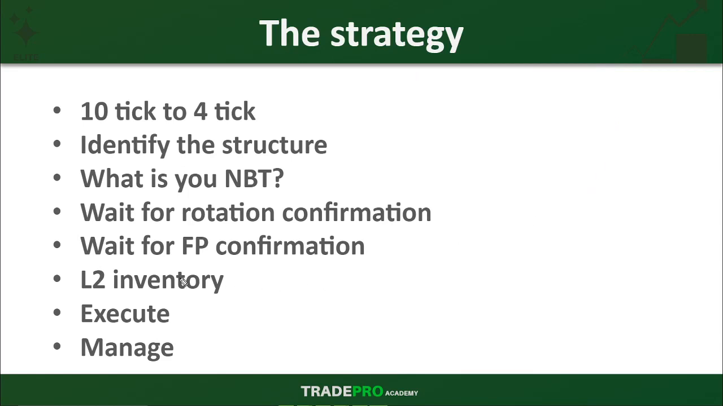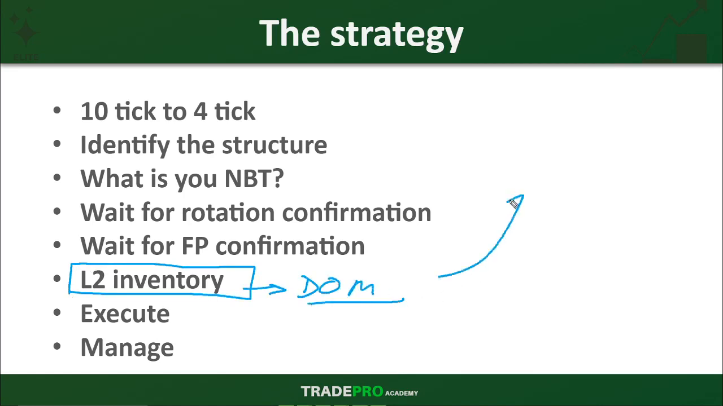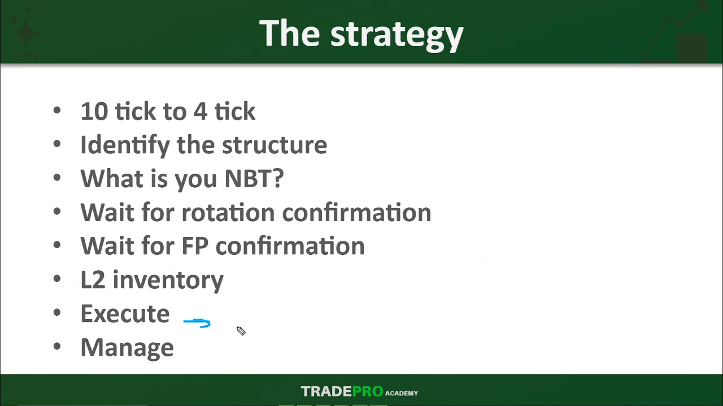entry area. Now, I'll go to level 2 inventory and identify what is on the DOM and if my trade idea has interest to the upside or the downside, and base off that. Then I execute, and the trade does not end there because I manage the trade and I look for scratches. If it starts going against me, if I start disqualifying the trade, I'll take it for a small loss or a small profit.